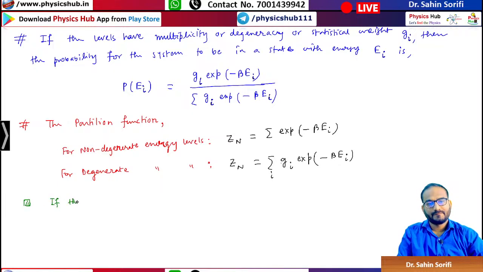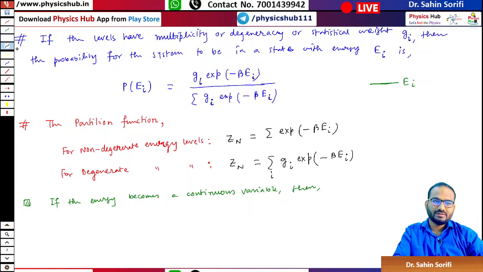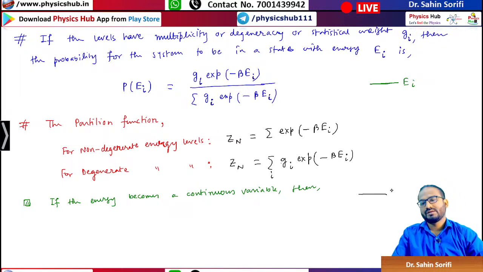If the energy becomes a continuous variable, then we will write... So you see here what we are saying, that the probability for a state with energy Ei, we know exactly a discrete value of the energy. But if the energy value is continuous, here we have to define, instead of a level of energy, a range of energy.